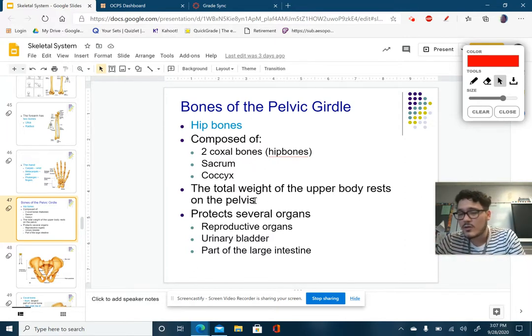What's the purpose of the pelvic girdle? Well, the major purpose is to balance the weight of the upper body. Most of our weight is going to be in our upper body, so you want to make sure that your body can maintain that weight. What else does the pelvic girdle do? It also protects several organs. As you're about to see on the slide coming up, many organs are protected in this region: reproductive organs, urinary bladder, part of the large intestine. So you want to make sure that these areas are properly defended.